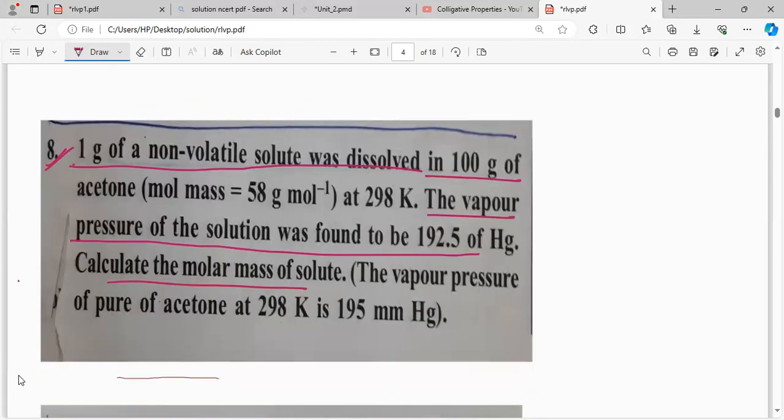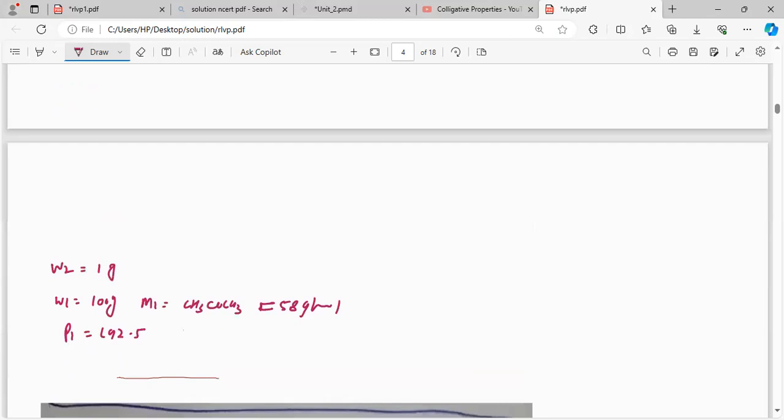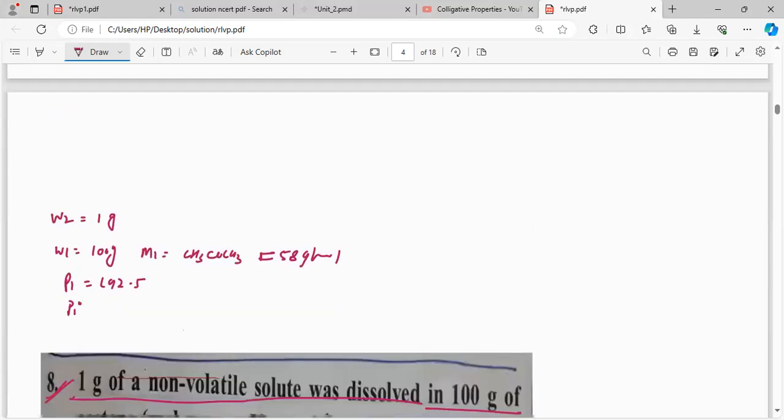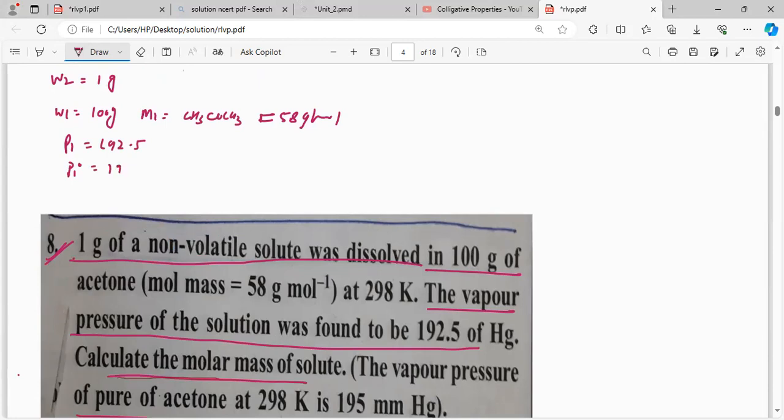They are saying vapor pressure of pure acetone is 195. P1 not is given now. P1 not is how much? 195. Now is any other information there? No, that much, other information is not required. Just please read the screen like this, okay, you do.